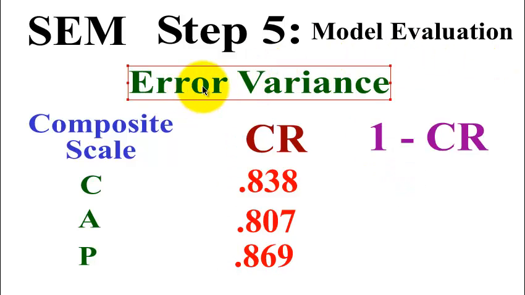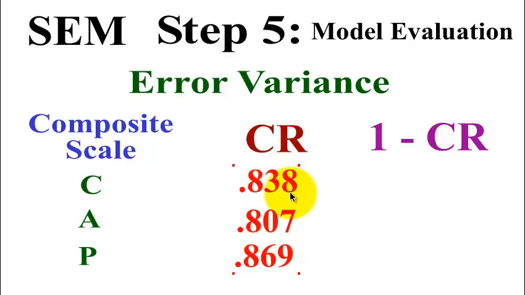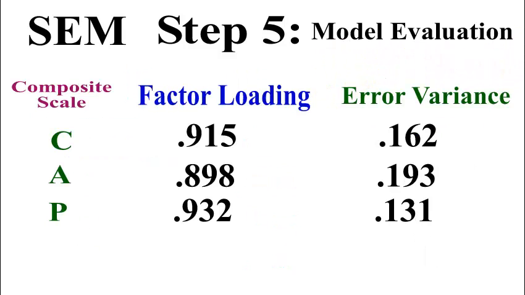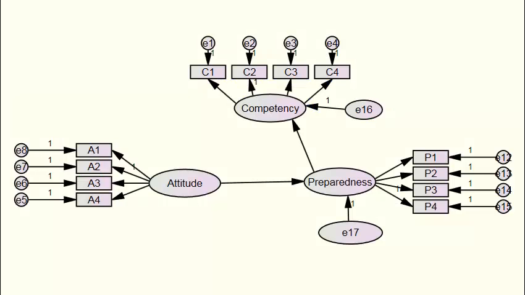Moving on to error variance. Again, here are our CR scores. We're simply going to subtract each of these from 1. So now we have our error variance scores and our factor loadings. These are the values that we're going to hand load into our structural model. So back to Amos, we're going to show you how to change this multiple reflective model over to a composite scale indicator model. So we only need one item for each construct.